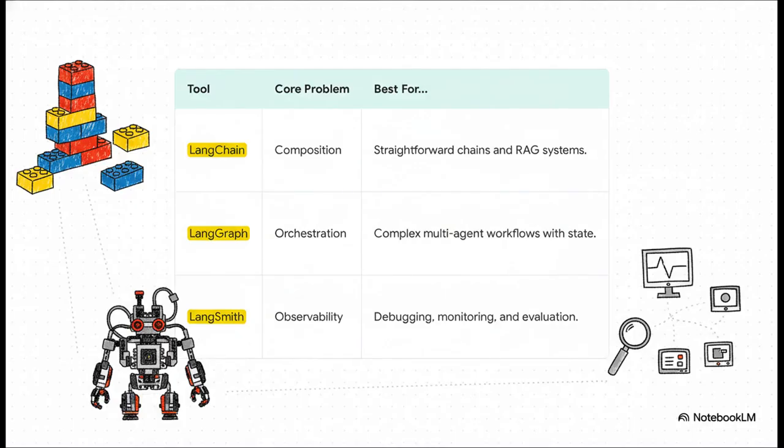And here it is, side by side. LangChain solves the composition problem. It's your Lego bricks for building straightforward pipelines. LangGraph solves the orchestration problem. It's your Lego Mindstorms for building complex, stateful agents that can think. And LangSmith solves the observability problem. It's your diagnostic kit for debugging and monitoring all of it. See, they're not competitors. They are layers of a complete modern AI stack.